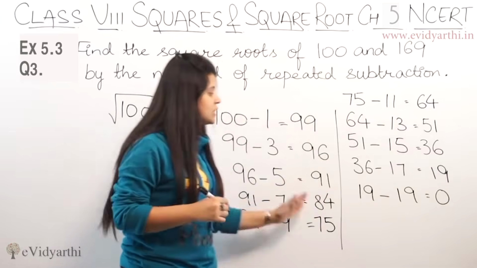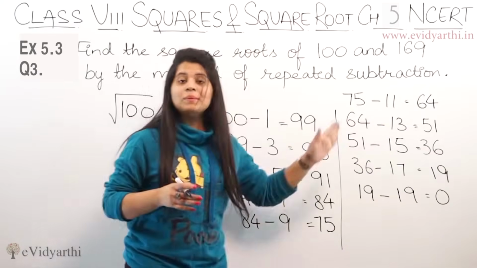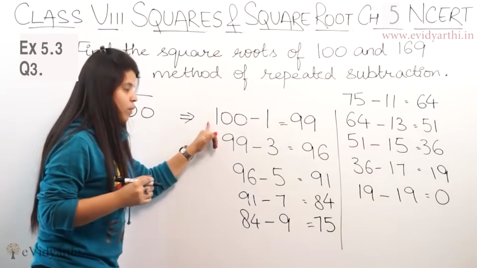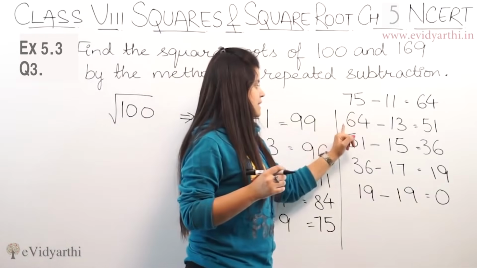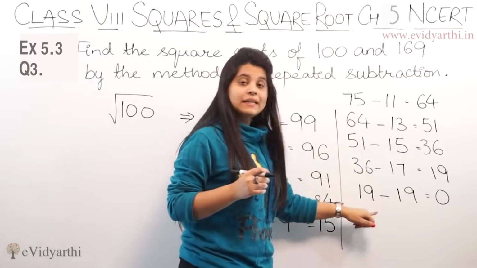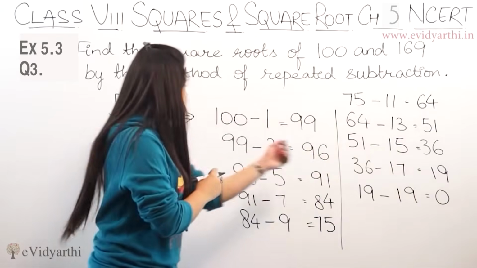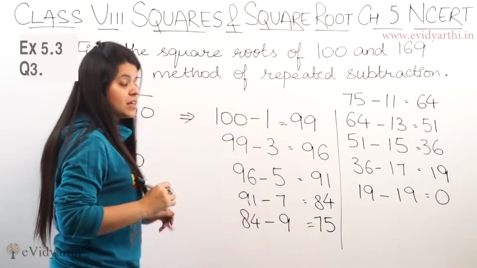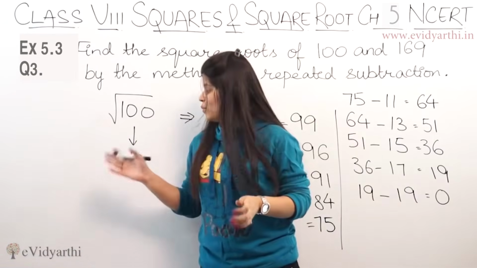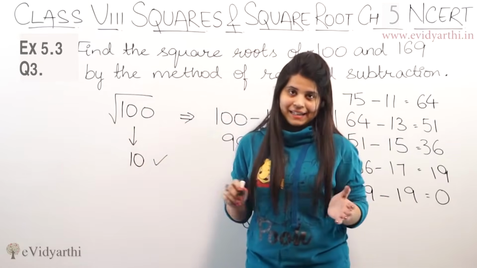अब हमें subtraction करते करते 0 पे आ गए. Now we have to check कि कितनी बार हमने subtraction किया है. So 1, 2, 3, 4, 5, 6, 7, 8, 9, 10. 10 स्टेप पे आके हमें 0 मिला है. So this means this is equal to 10. मतलब कि 100 का स्क्वायर रूट होगा 10. We can clearly see 10 into 10 is 100. So this means the answer is correct.